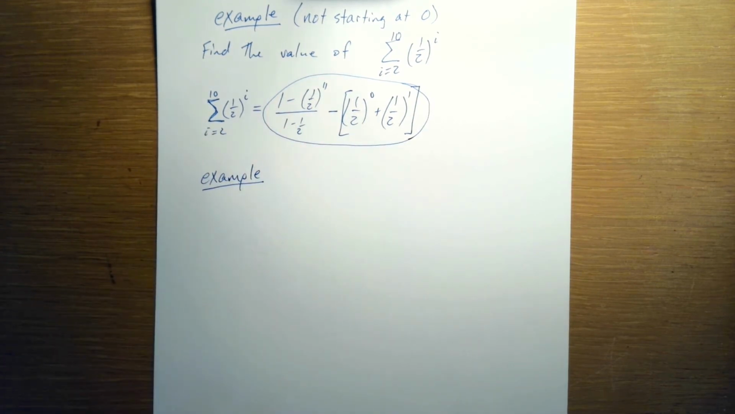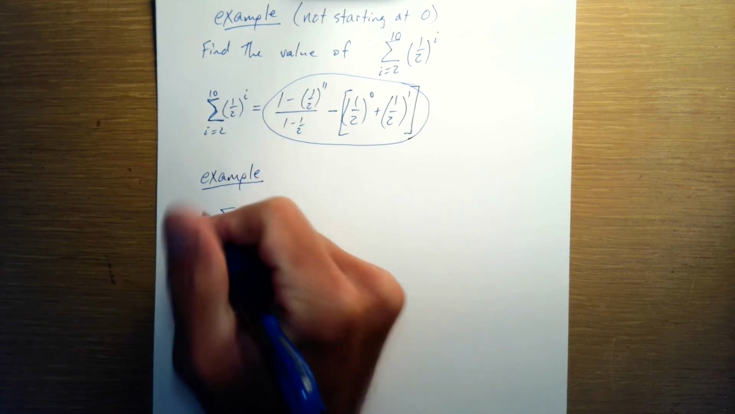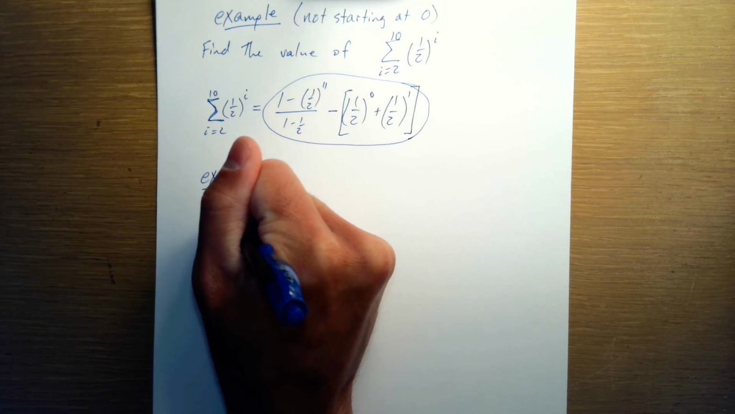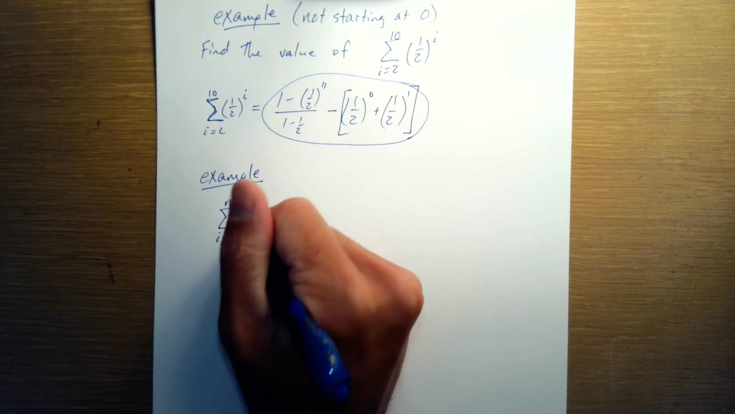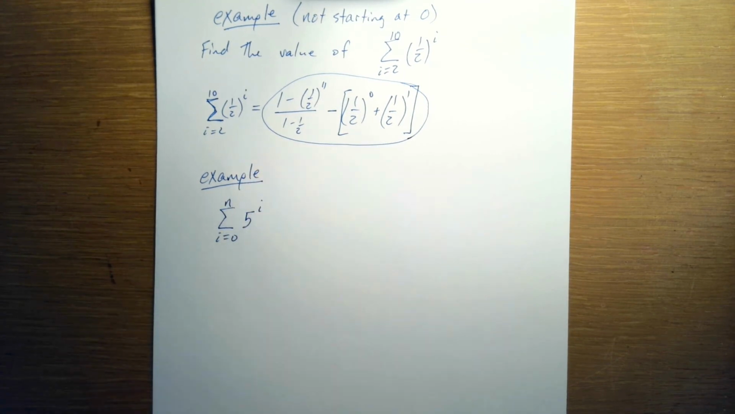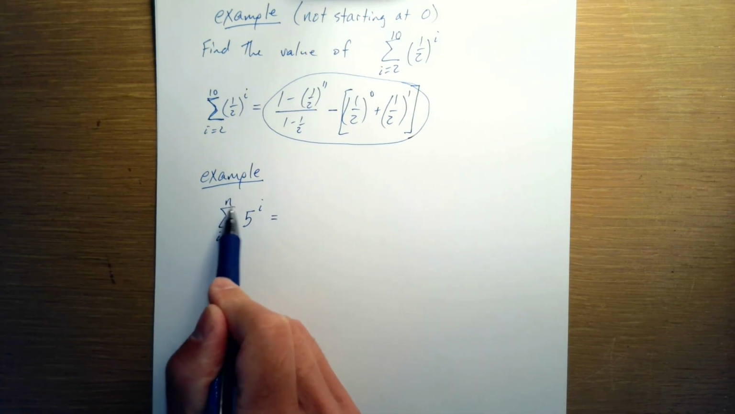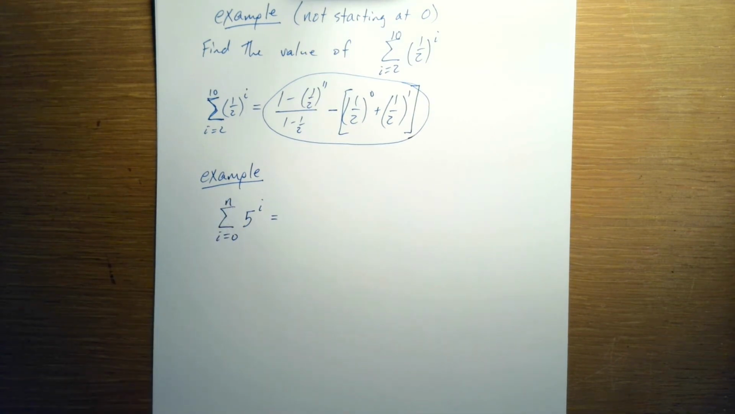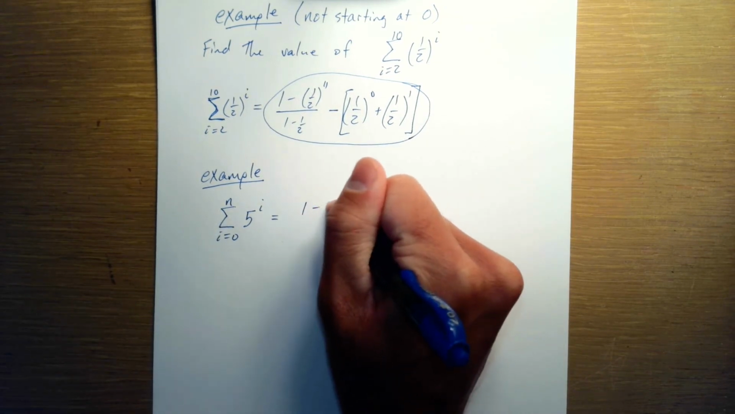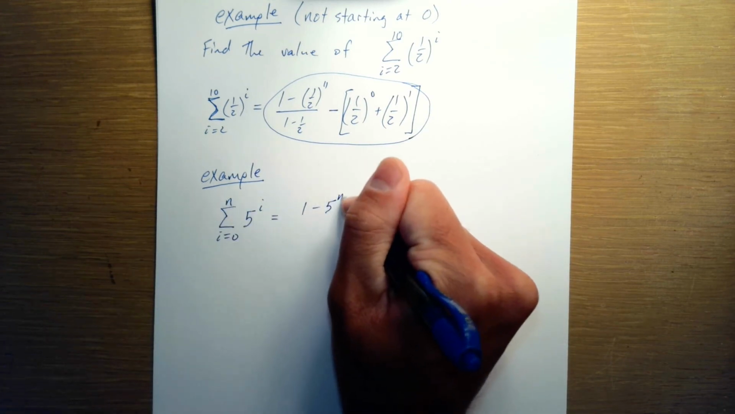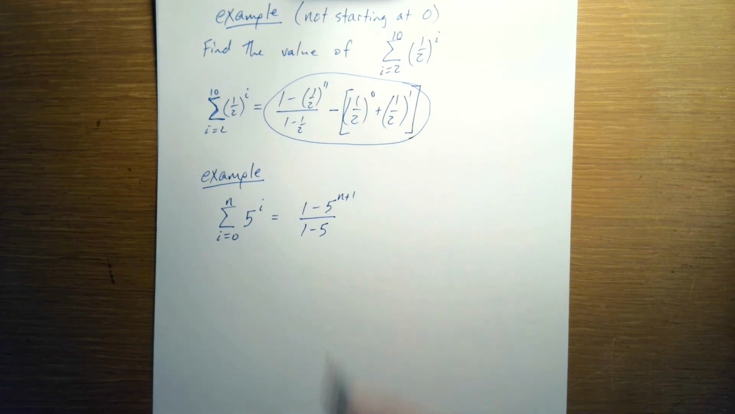We'll look at a final example that looks a lot like the first one. Instead of writing out the problem, I'll just say, what if we start at 0 and now we let this top bound be a variable again, and let's say it's 5 to the i. If we want to find the value of this, the fact that this is a letter shouldn't confuse you. Just treat it like a letter, just like in the formula. So we have 1 minus 5 to the next highest power, which is n plus 1, over 1 minus 5. And that's our answer.